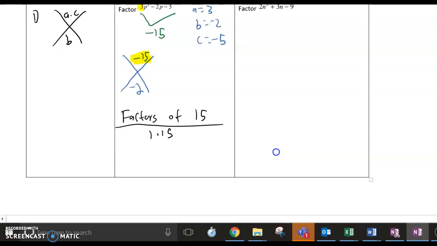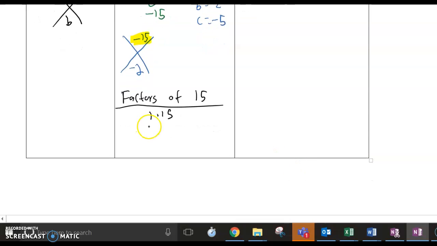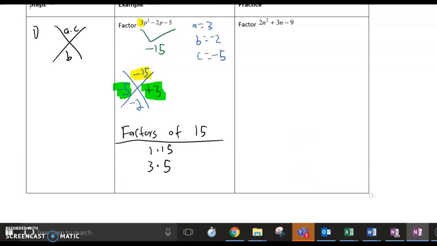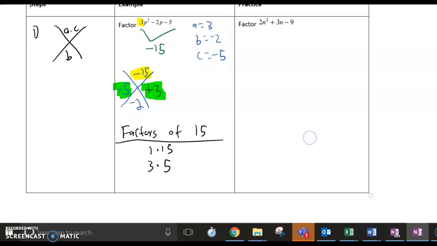Does 2 go into 15? No. Skip it. Does 3 go into 15? Yes. 3 and 5. I can take a -5 and a +3 to get to my -2. All right, we got our two factors. But wait, we have an extra step here. When a is not equal to 1, in this case it's 3, 3 is not the same as 1, we need to make a box.